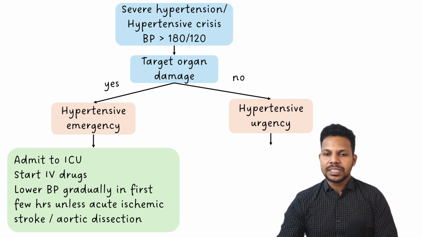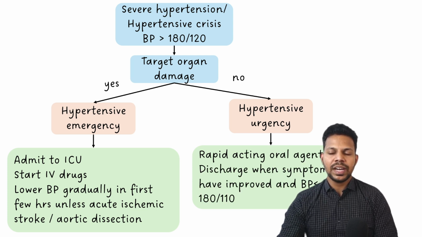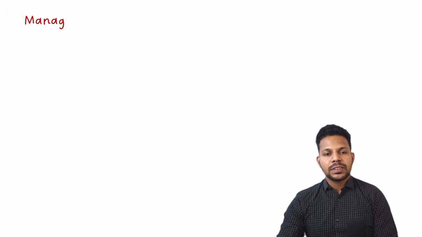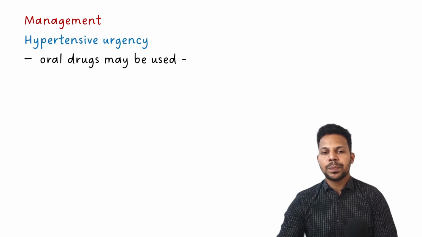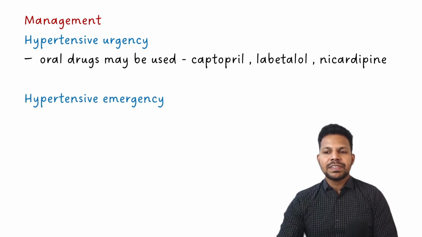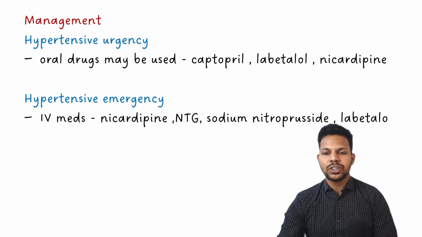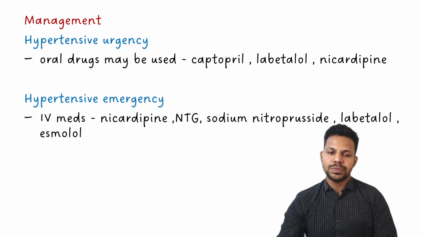If the patient is having hypertensive urgency, that is without any target organ damage, you can give oral drugs instead of intravenous drugs, and you can discharge the patient as soon as the symptoms have improved and when the blood pressure falls to less than 180 by 110 millimeters of mercury. Of course, you should continue the oral management even while the patient is at home. The management of hypertensive urgency requires oral drugs like captopril, labetalol, nicardipine. You can also use clonidine for that matter. For the management of hypertensive emergency, intravenous drugs like nicardipine, nitroglycerin, sodium nitroprusside, labetalol, esmolol should be used.